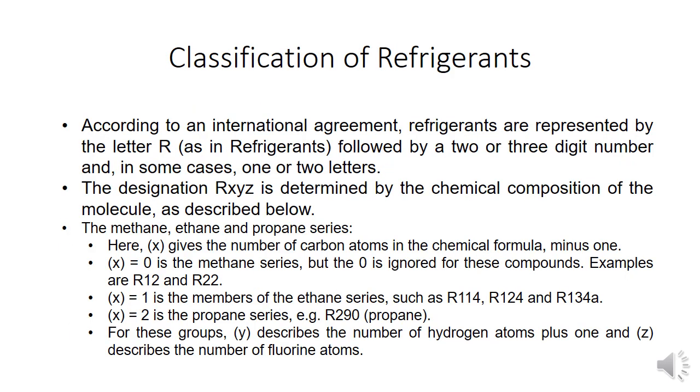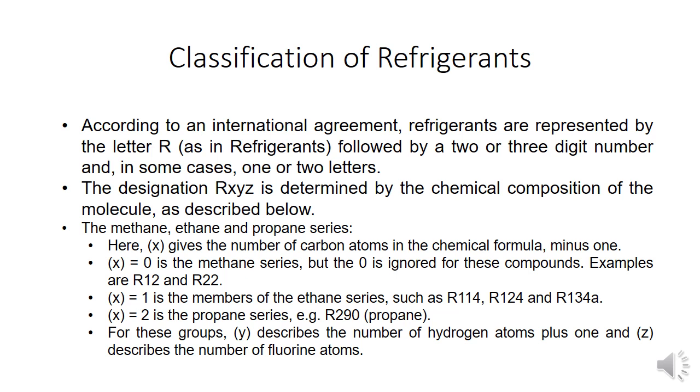In the classification of refrigerants, it is based on the standard international nomenclature, where R is considered the short form of refrigerant, followed by 2 or 3 digit numbers, or in specific cases 1 or 2 letters. The designation RXYZ is determined by the chemical composition of the molecule. R is for refrigerant, X having different numbers, Y having different numbers, and Z. So X starts from 0. Whenever X is equal to 0, it is the methane series.